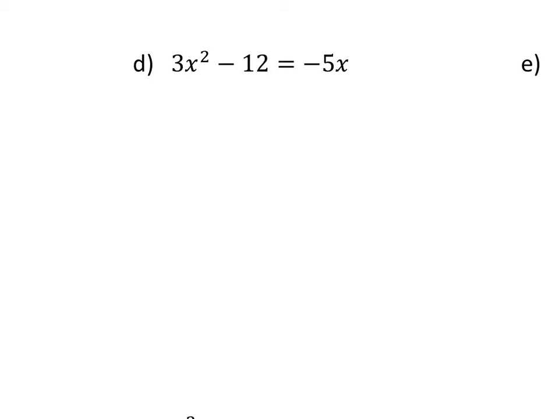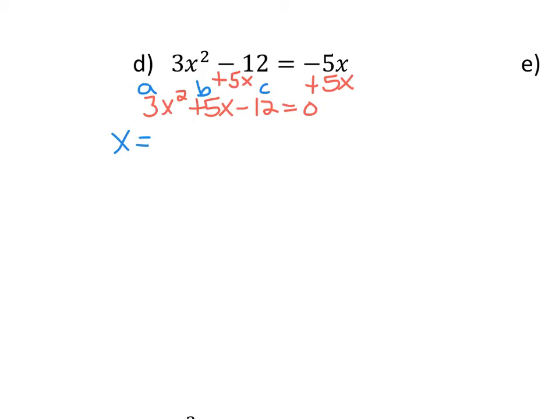Letter D. Sometimes you will have to put it in descending order. You need 0 on one side of the equal sign. So I will add 5x. I'm going to squeeze that 5x in between those two terms. So 3x squared plus 5x minus 12 equals 0. We have a, b, and c. Another benefit of the quadratic formula is we don't have to factor anything. It's essentially just plug and chug.